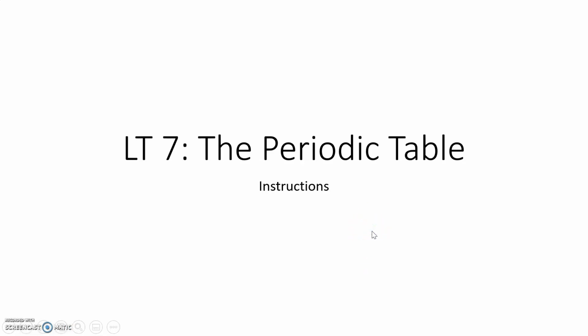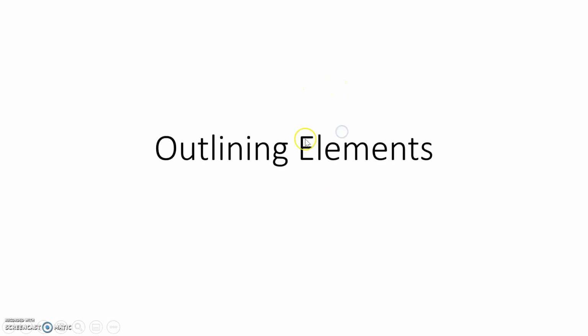Alright, today we're taking a look at some instructions on Word for LT7, the periodic table. So under the first add, if you are able to print off the periodic table and you have markers or colored pencils or crayons and you just want to color it by hand, that's perfectly acceptable. You can do that. If that's not an option for you, if you prefer to take a look at what I'm doing on Word, then this video is for you.